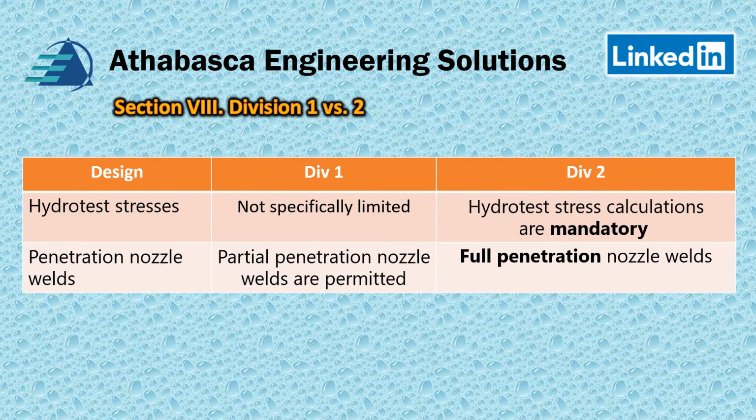There are a lot of different, very detailed rules, differences between Division 1 and 2. For hydrotest stresses, there's no specific limitation in Division 1, whereas hydrotest calculations are mandatory in Division 2. And for penetration nozzle welds, you can get away in Division 1 with partial penetration nozzle welds. For myself, that's rare. We tend to always do full penetration for pressure welds anyways. And in Division 2, it's absolutely mandatory.